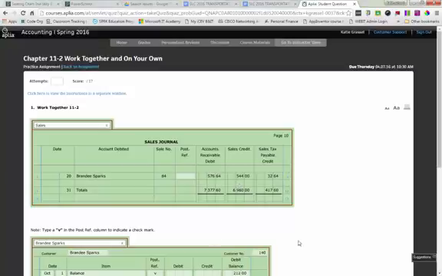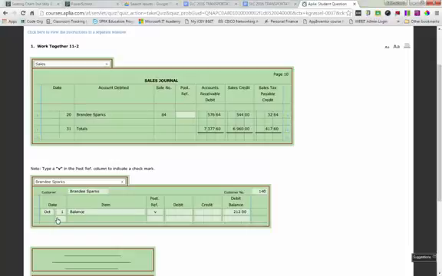Okay, so when I look here, the date is the 20th. What's my post reference for this one? S10. Very good, Jordan. Why is it S10? Exactly. The sales journal abbreviates with S, and I'm on page 10 of the sales journal, so that's why it's going to be S10. So I'm going to take accounts receivable debit, $576.64, and I'm going to put it right here.